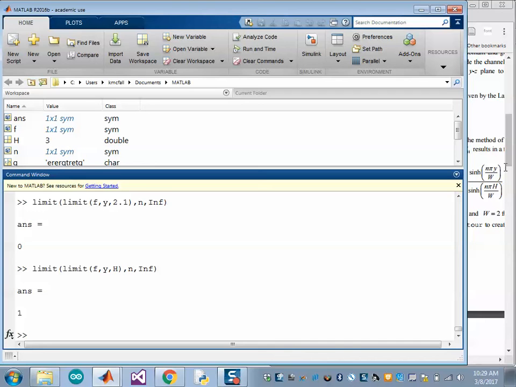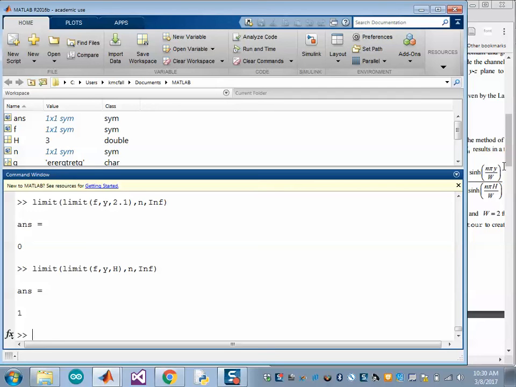Okay? Now, if y is anything smaller than h, then even though the numerator goes to infinity, it goes to infinity more slowly than the denominator because y is less than h. So anytime y is less than h, I get 0 for that ratio when n goes to infinity. And anytime y is equal to h and n goes to infinity, I get 1.